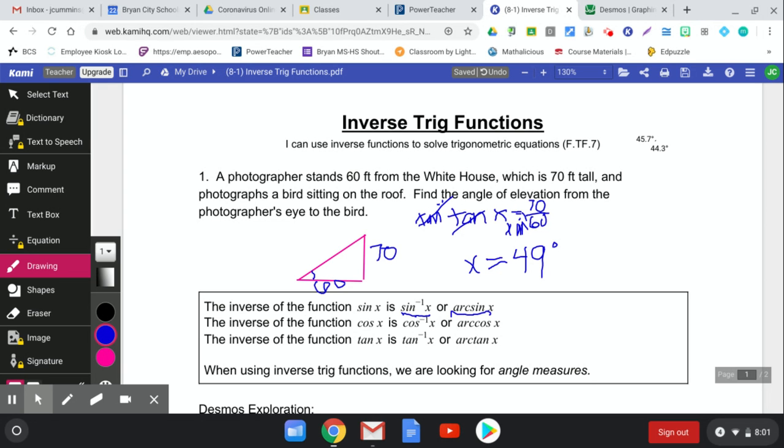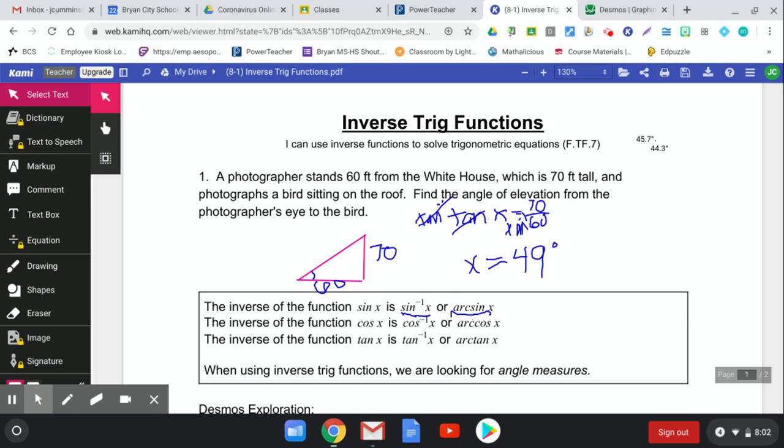Cosine, the inverse of cosine is, of course, inverse cosine or arc cosine, and then we have inverse tangent and arc tangent. We do have inverses of secant, cosecant, and cotangent. We're not going to work with anything on those this year, but they do exist, and we'll see them next year. So when we're using inverse trig functions, we are looking for angle measures.